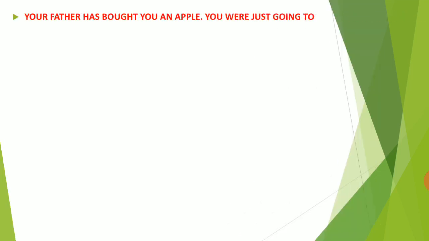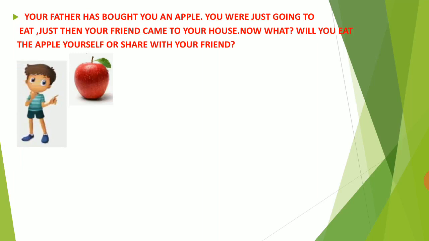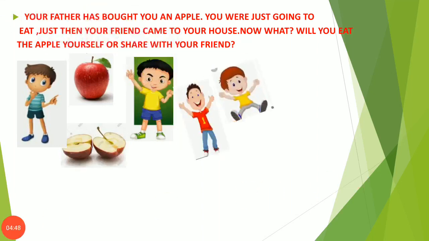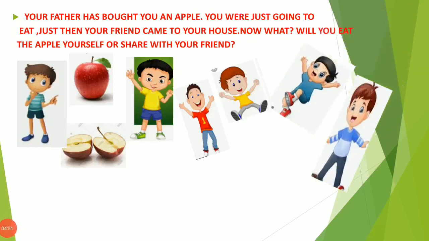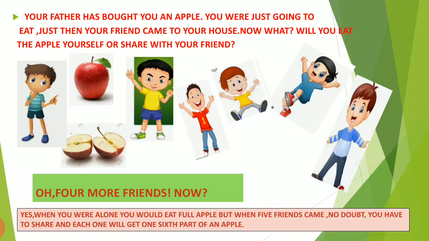For example, your father has bought you an apple. You were just going to eat it. Just then your friend came to your house. Now what? Will you eat the apple yourself or share with your friend? Of course, you will share with your friend. In the meantime, a few more friends came to your house. Oh, 4 more friends. Now what will you do? Yes, when you were alone, you would eat the full apple. But when 5 friends came, no doubt, you have to share, and each one will get 1/6 part of an apple.